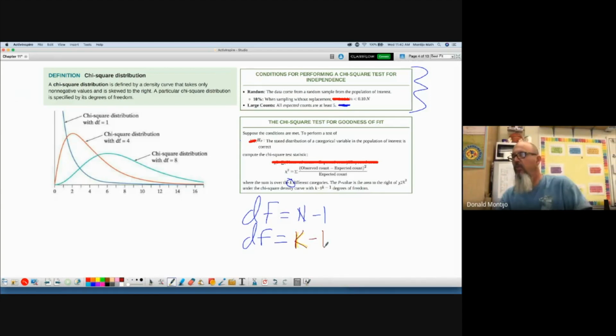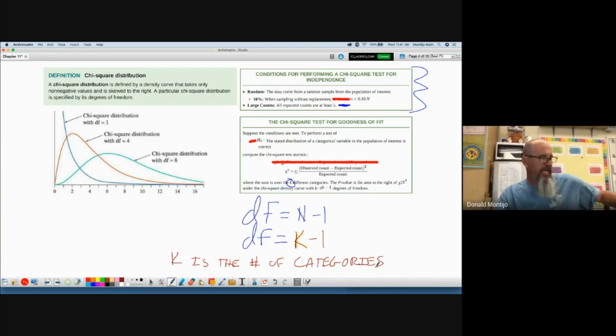k minus 1 degrees of freedom, where k is the number of categories. So if we think about the dice, there were 6 different things that could happen. If we think about the M&Ms, there were 6 different things that could happen. So both of those examples that we've looked at thus far would have 5 degrees of freedom.